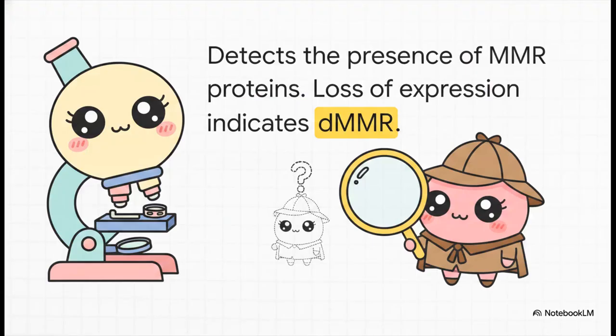First up is IHC. Now, IHC doesn't actually measure the DNA stutter length directly. Instead, it just looks to see if the proofreaders even showed up to work. It detects whether MLH1, MSH2, MSH6, and PMS2 are physically present in the tumor tissue. Finding a missing proofreader protein, a loss of expression, means you have a deficient mismatch repair system, and that is highly concordant with high microsatellite instability. It's a fantastic, super fast first-line screen.